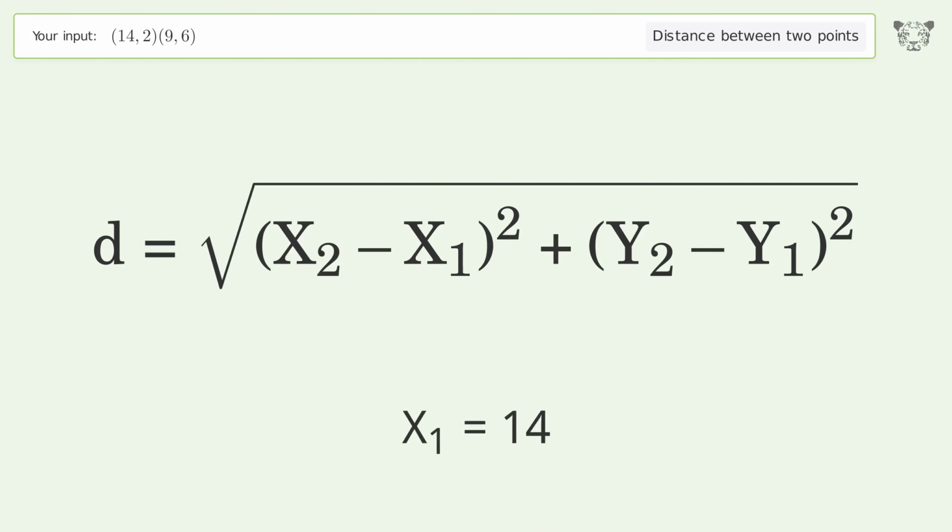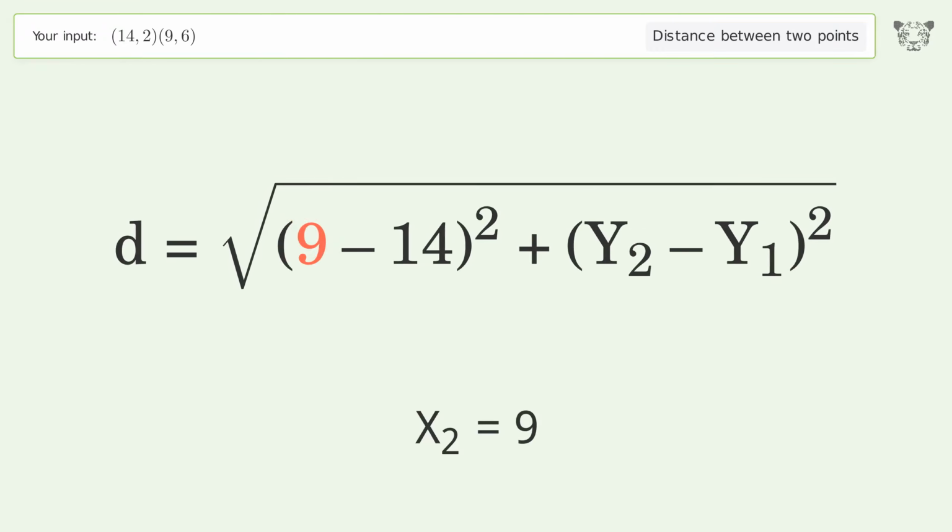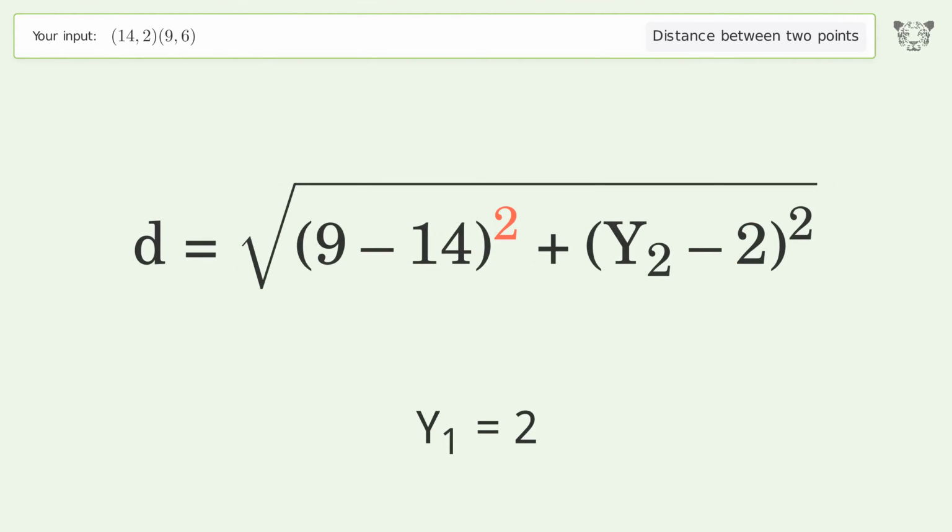x1 equals 14. x2 equals 9. y1 equals 2. y2 equals 6.